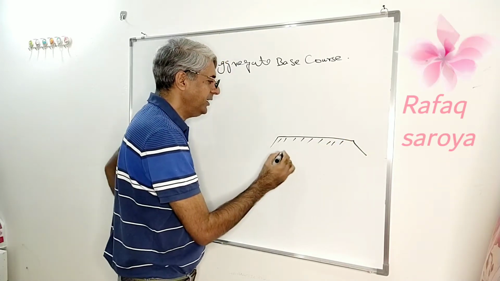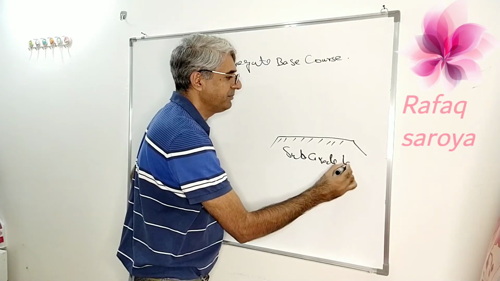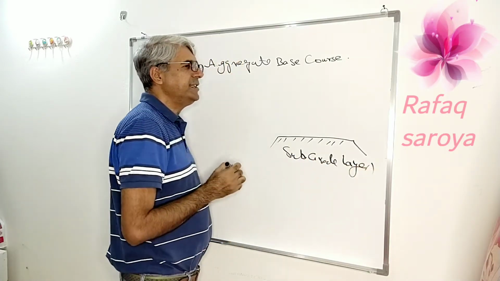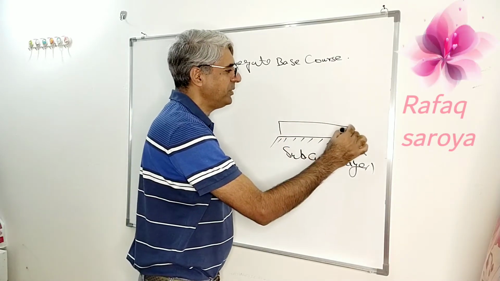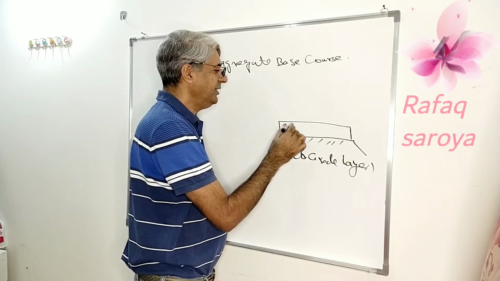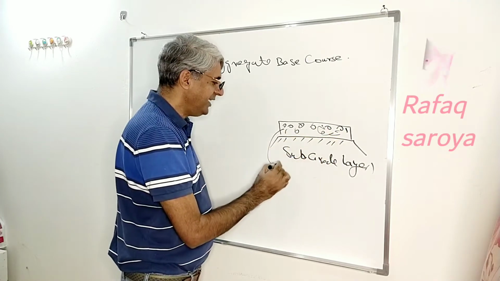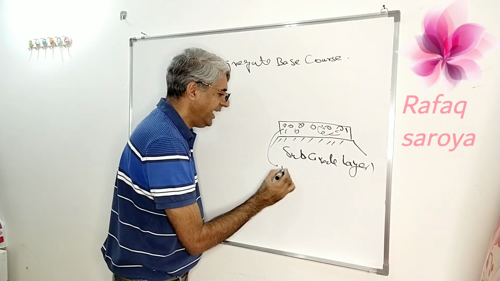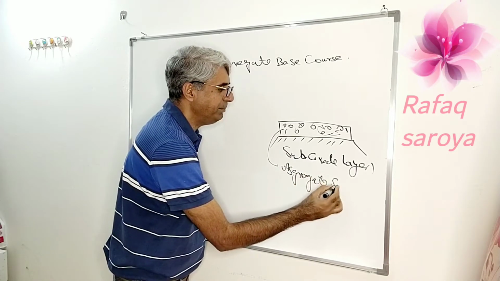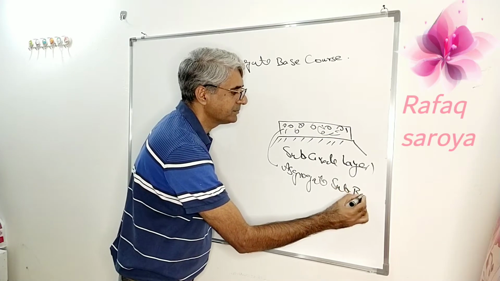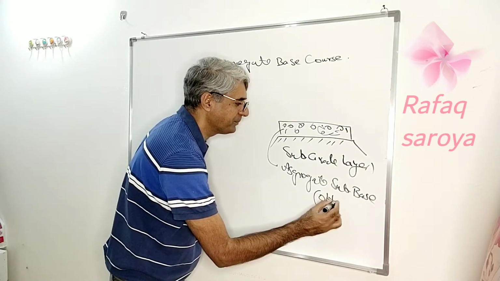You know this figure, it is our subgrade layer. Over this subgrade layer, we have put another layer which I have already explained to you in my previous video, and this layer is given the name aggregate subbase. And I had already told you this layer is optional, it is not mandatory.